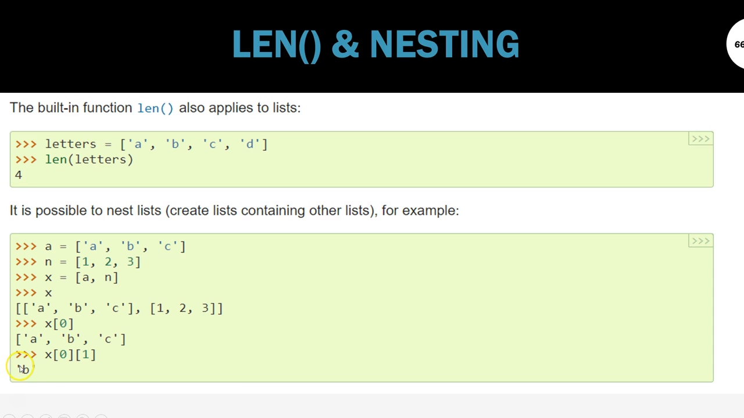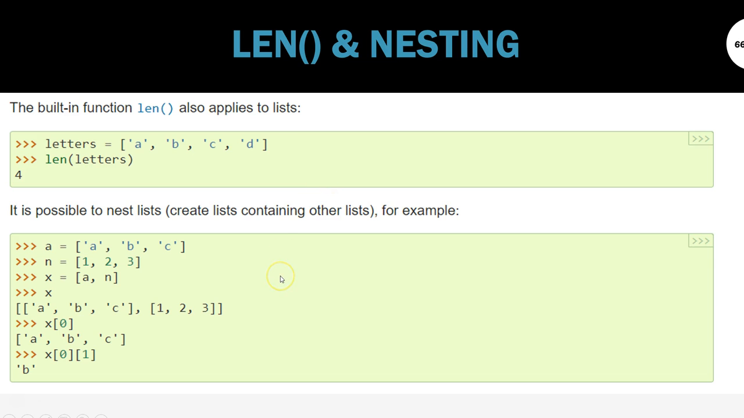We can also use the built-in function len, which we used before in Python, to know how many elements are in a list. To get the number of elements in a list, we use the function len, and then of course inside we write the name of the variable or list, in this case letters. Len of letters gives us 4 because we have 4 elements in the list: A, B, C, and D.